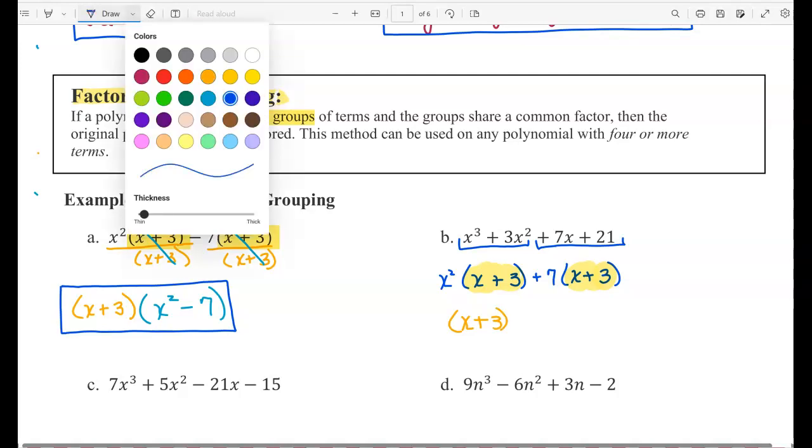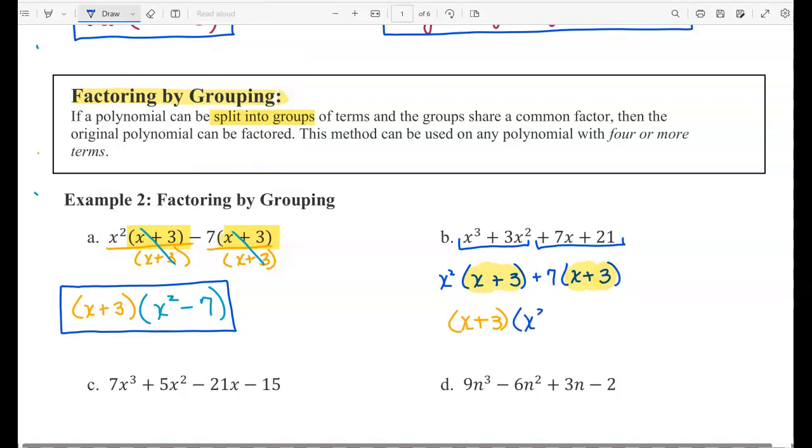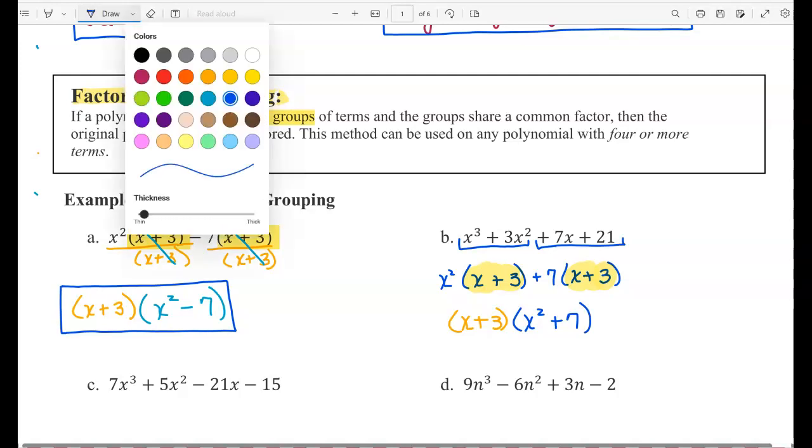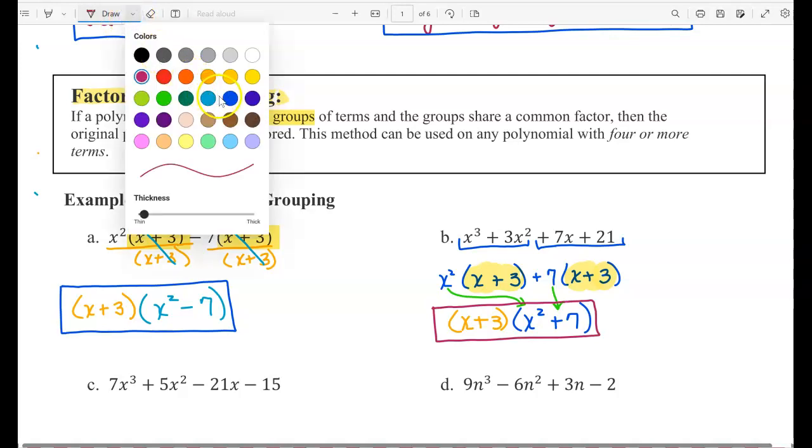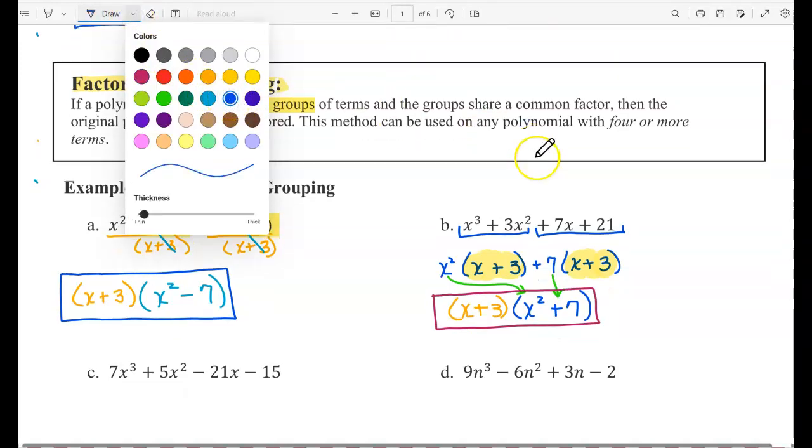Again, we're not going to write it out, but if we divide it by x plus 3, it would cancel, and I'd be left with the x squared in the first term and the 7 in the second term. So you can kind of see when you factor out this x plus 3, you're regrouping these terms here. Okay, so let's try that technique on parts C and D.